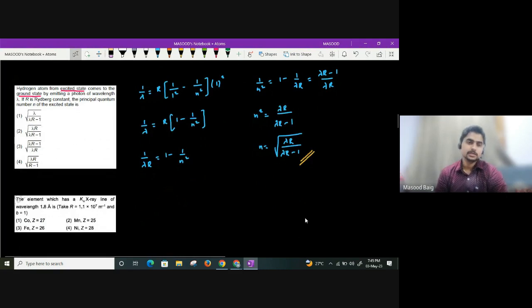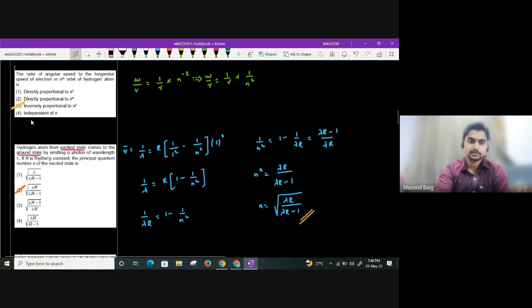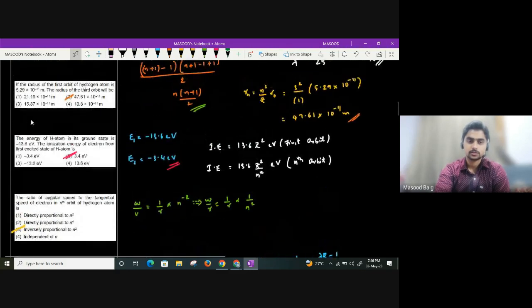A hydrogen atom from an excited state comes to the ground state by emitting a photon, they have said. So always remember, we have Rydberg's formula. The wave number, 1 by lambda, is R into 1 by n1 square minus 1 by n2 square. Here the first n is the principal quantum number of that orbit into which it is making a transition, and the other n is the principal quantum number of that orbit from which it is making a transition. It is a good question. The second option, the square root of lambda R divided by lambda R minus 1, should be the answer. Clear, everyone? Understood, all of you?